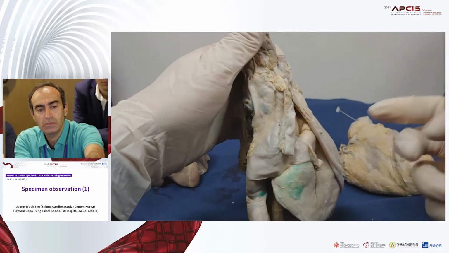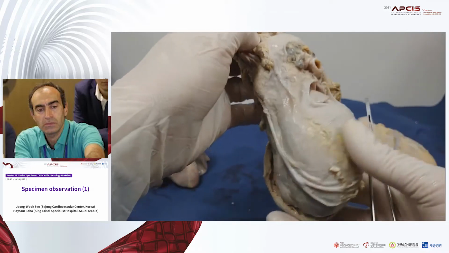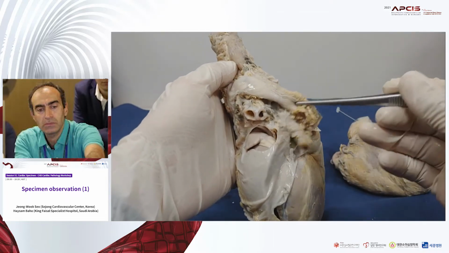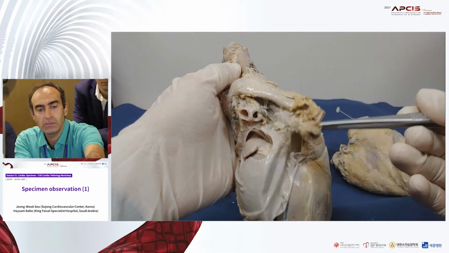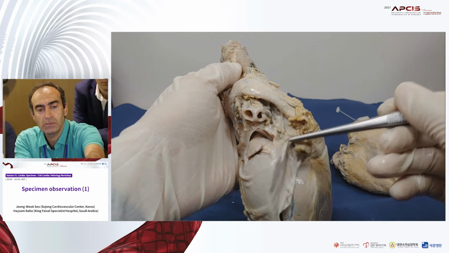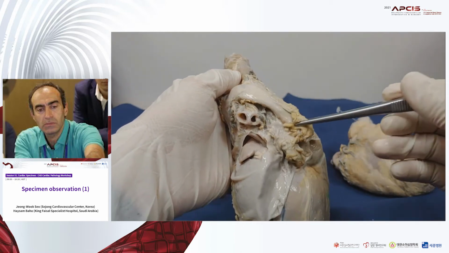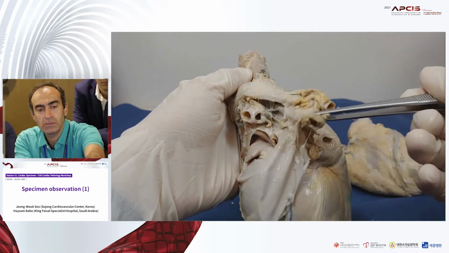And then finally, we can see the vagal nerve, or the vagus nerve, which runs behind the heart. This is the esophagus, and the vagus nerve runs anterior to the esophagus, behind the heart. So that's the aorta, and here's the esophagus, and this is where the vagal nerve is.